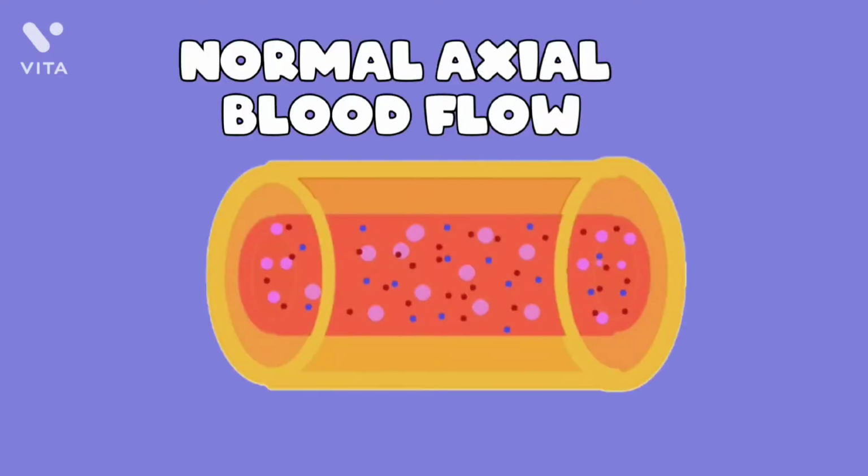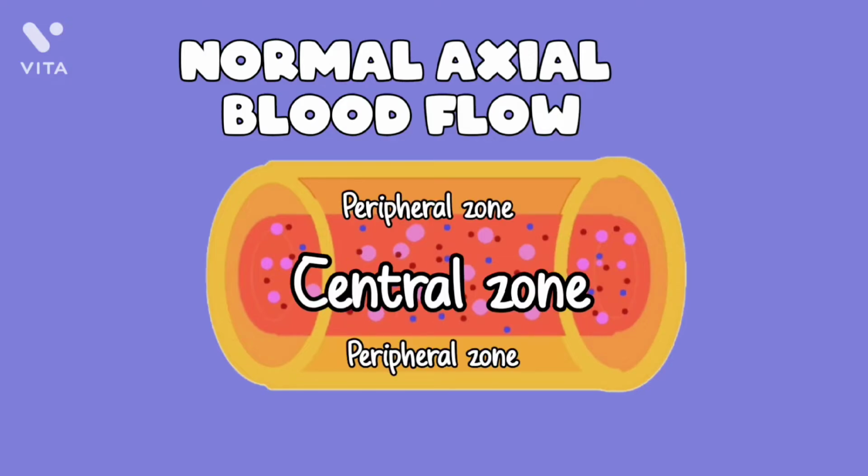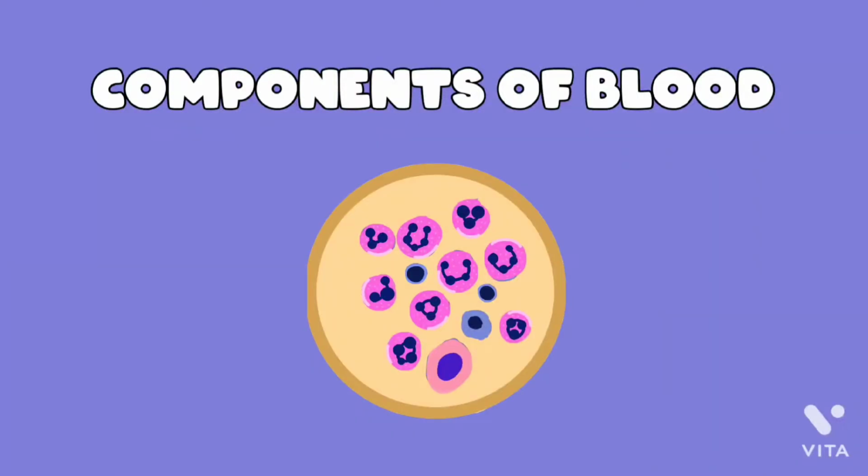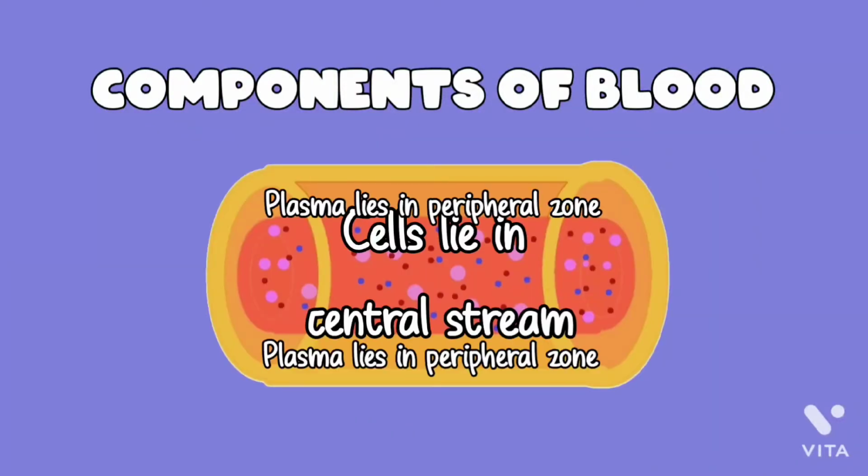So let's first understand this normal axial blood flow. The normal axial blood flow consists of a central zone and a peripheral zone. The central zone consists of cells like red blood cells and white blood cells, including the neutrophils. These neutrophils are the predominant cells of acute inflammation. And there is the peripheral zone which consists of plasma. We all know the components of the blood are cells and plasma. So cells lie in the central stream and plasma lies in the peripheral stream.